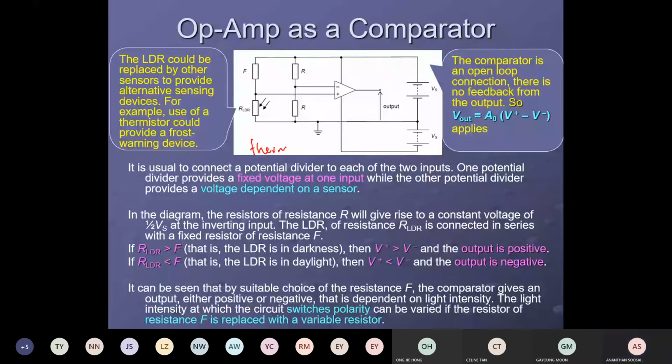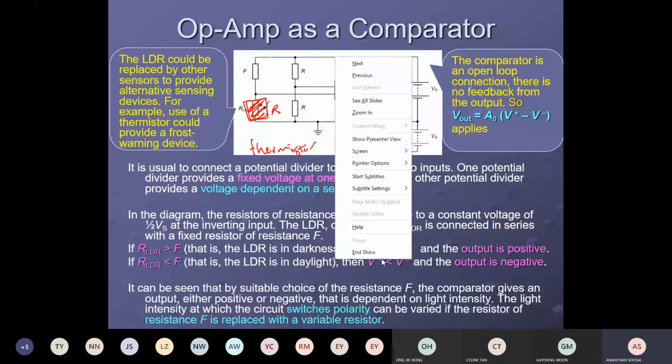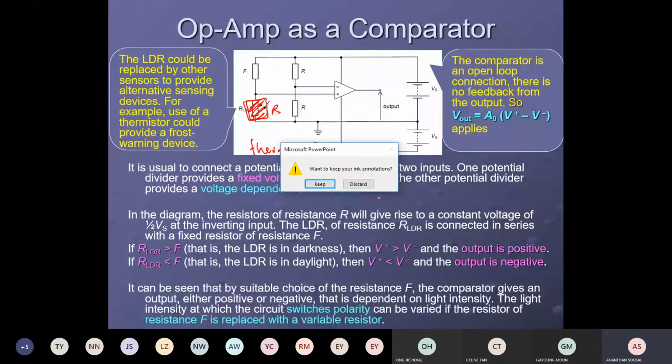So we're going to use thermistor. We don't want the LDR. I change it to a fixed resistor, not an LDR anymore. Let me go to the whiteboard.